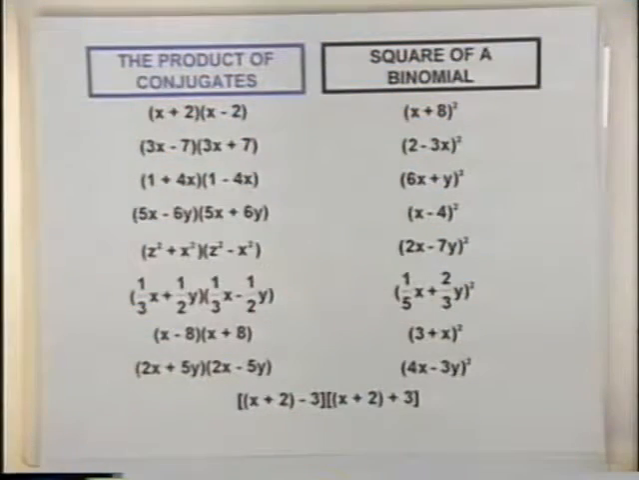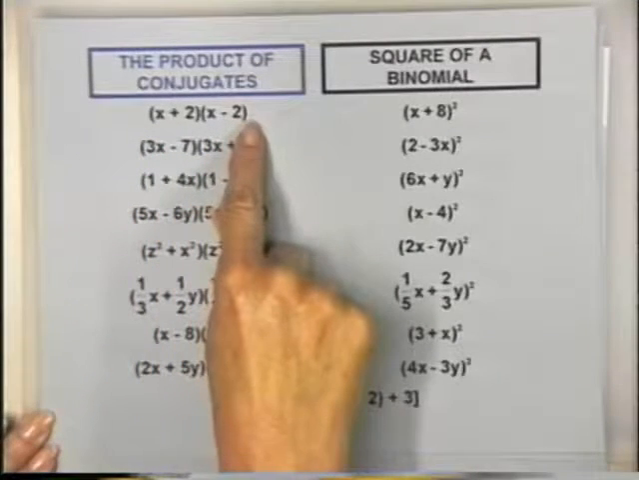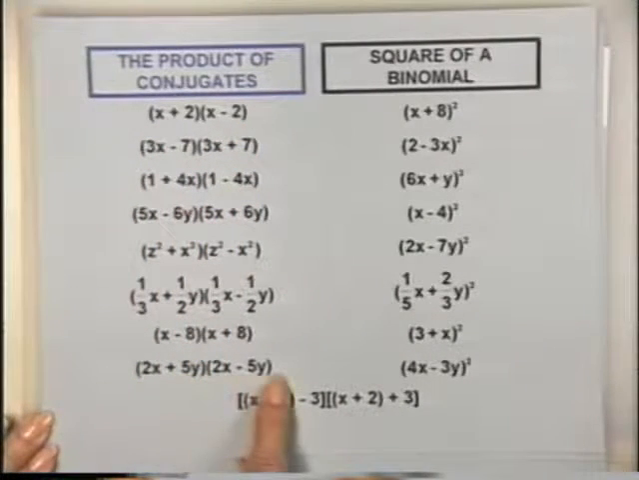The lessons are the product of conjugates and square of a binomial. A blue screen will appear before the product of conjugates lesson, then the title, the product of conjugates. Next, I shall teach you how to recognize conjugates and the shortcuts for multiplying conjugates. Then I shall work these problems: x plus 2 times x minus 2 down through 2x plus 5y times 2x minus 5y.